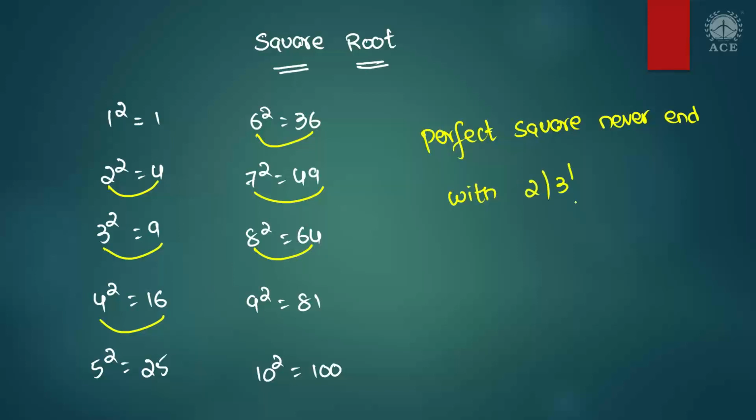We're not getting 3. We're not getting 7. We're not getting 8. If you do a perfect square for something, we're not getting 2, 3, 7, 8 like that.